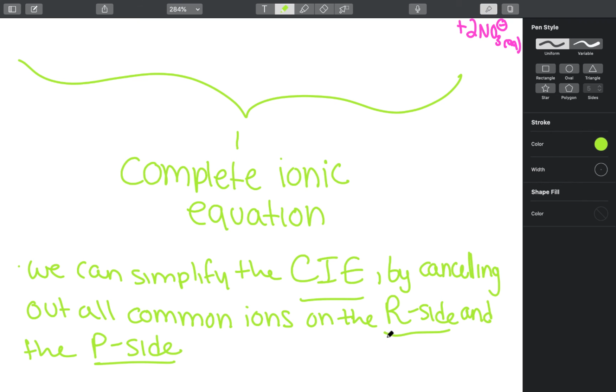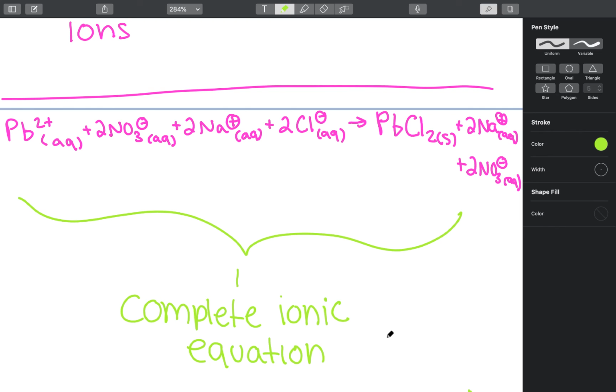So let's go up here back to our complete ionic equation and cancel out all the common ions. So the first one that you'll notice is that we have a nitrate on the reactant side and the nitrates on the product side. So we can cancel this out. We also have 2 sodium ions on the reactant side, and 2 sodium ions on the product side. So we can cancel those out as well. So these 2 ions here are known as spectator ions.